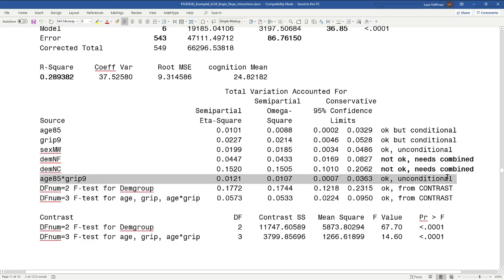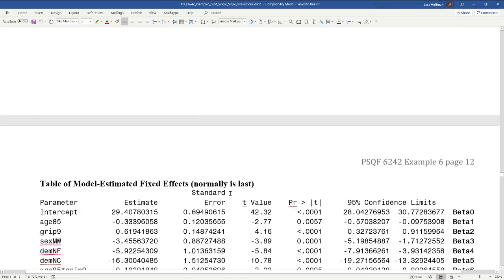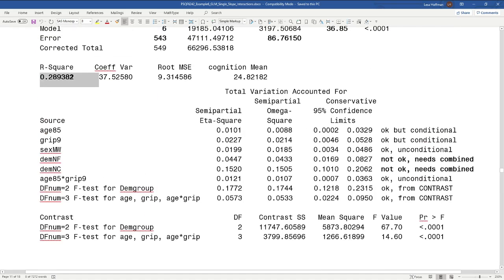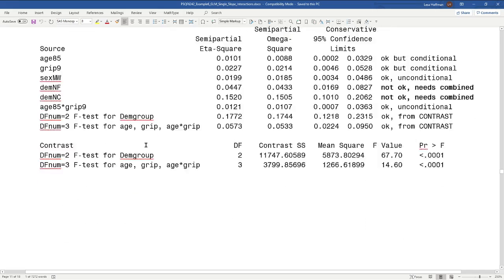The new interaction term, which is unconditional because there's no other terms that contain both age and grip, accounted for about 1% more variance or so. So I was trying to do the math off the top of my head. Here's the precise amount. Is that 1% of the variance enough to say that we need to keep this term in the model? That is given to us by the test of that new interaction slope, and lo and behold, it is significant, so we would want to keep it. The fact that this new slope is significant means that the change in this R square relative to the main effects model without the interaction term is significant as well.